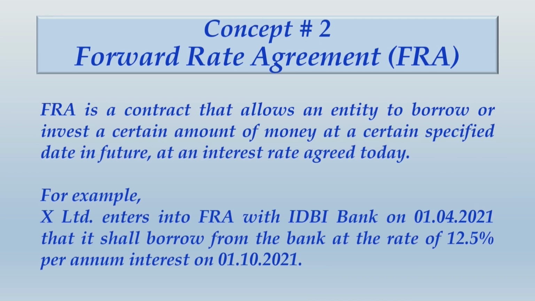1/10/2021. So look into one thing, the date on which this agreement is signed, that is the agreement date, is 1/4/2021, and the borrowings will initiate from 1/10/2021. That means the borrowings will start after 6 months from the date of contract. The date on which the borrowings will terminate, they haven't given. Otherwise, I would have mentioned the style in which you write this kind of FRA.